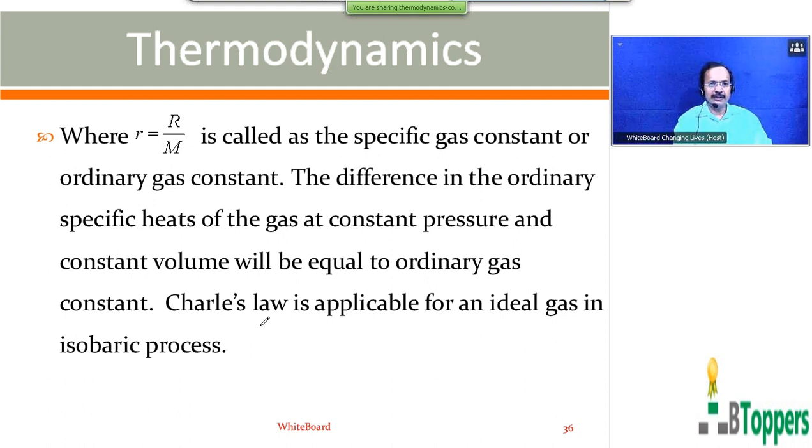So one more thing is Charles' law is applicable for an ideal gas in isobaric process. As you studied in gases, at constant pressure, Charles' law can be stated as: at constant pressure, the volume of a fixed mass of a gas is directly proportional to the absolute temperature of the gas. So I am going to show the indicator diagram for a fixed mass of an ideal gas in isobaric process.